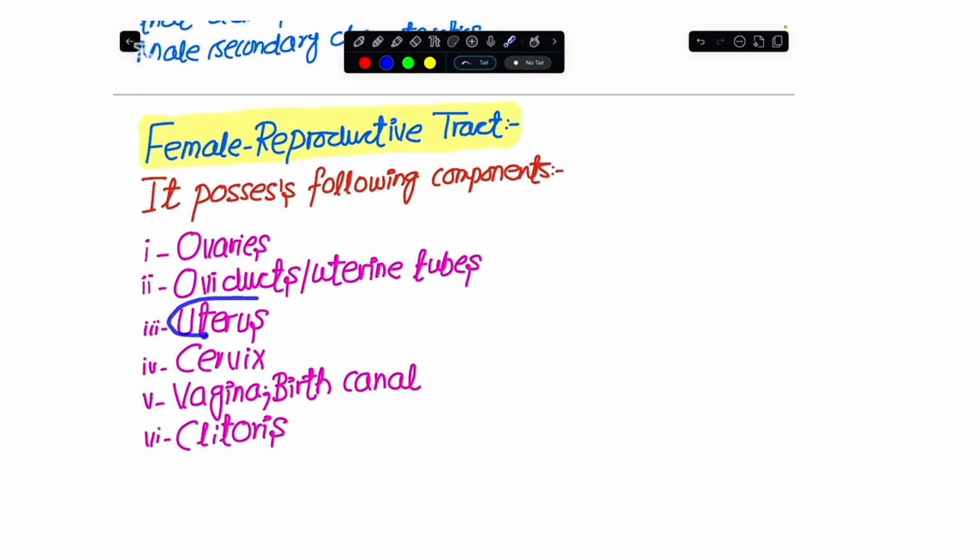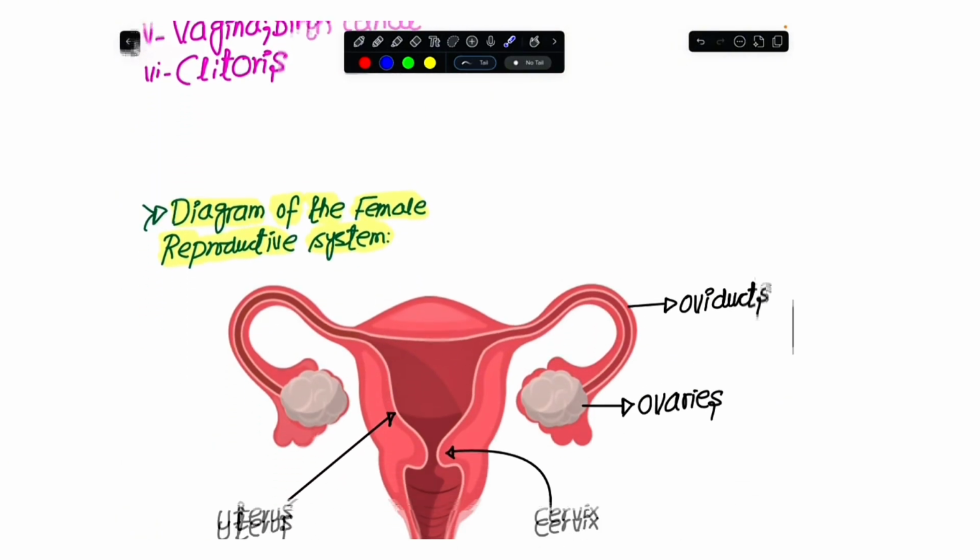Then there is the womb, or the uterus. We will have the cervix in them. There is the presence of the vagina, or the birth canal, as well. And there is this part as well, which is the clitoris. We will see from the diagram where all these components are located and what their functionality or role is relative to the female reproductive system.